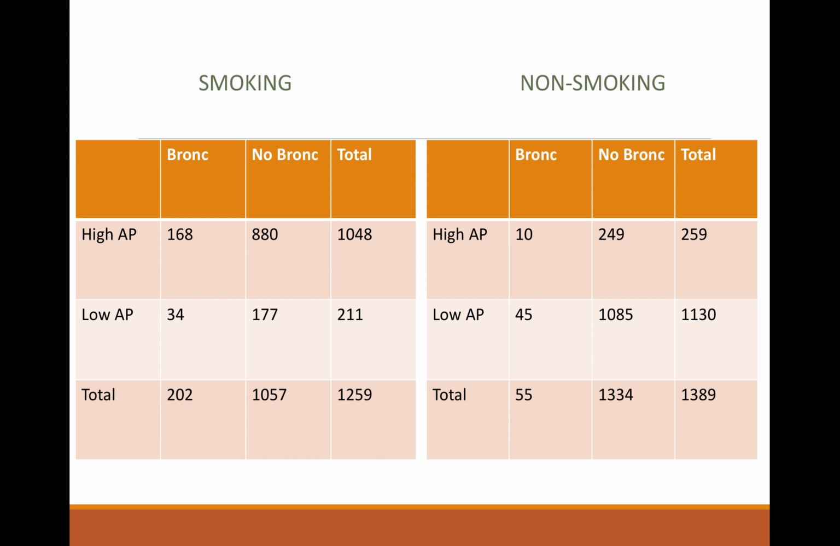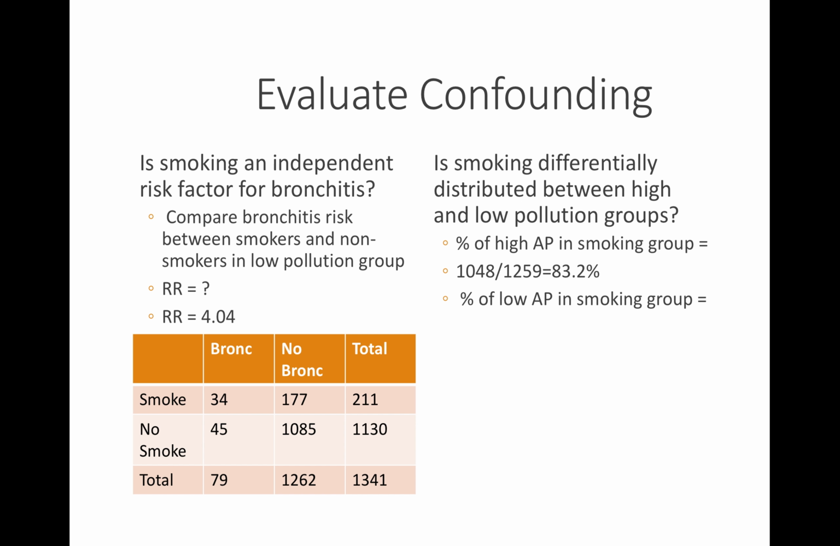If we go back to our tables here and look at how many of the people in the smoking group live in a high air pollution area, that gives us a rate of 83.2%, which means that 83.2% of the smokers in our data live in the high air pollution area. Calculating that rate for the non-smokers, we see it's 18.6%. So there is an association between smoking and air pollution, because we have very different rates of air pollution in our smoking and non-smoking groups.